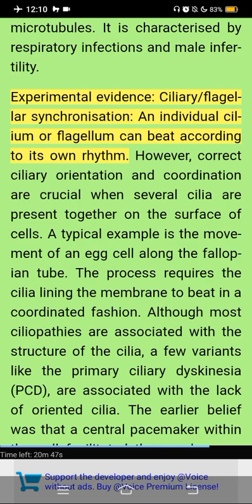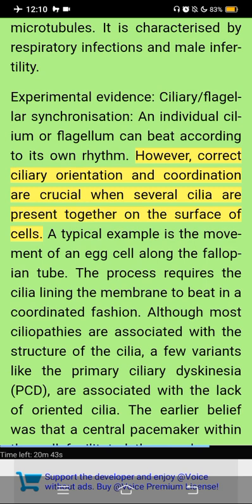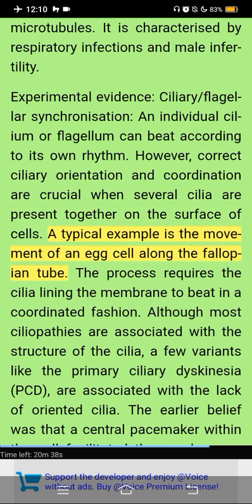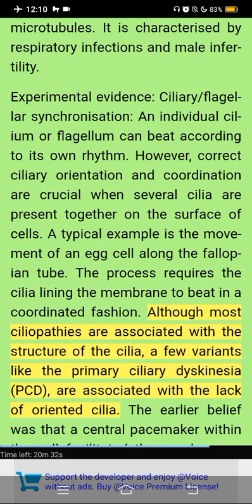Experimental evidence. Ciliary and flagellar synchronization. An individual cilium or flagellum can beat according to its own rhythm. However, correct ciliary orientation and coordination are crucial when several cilia are present together on the surface of cells. A typical example is the movement of an egg cell along the fallopian tube. The process requires the cilia lining the membrane to beat in a coordinated fashion. Although most ciliopathies are associated with the structure of the cilia, a few variants like primary ciliary dyskinesia (PCD) are associated with the lack of oriented cilia.